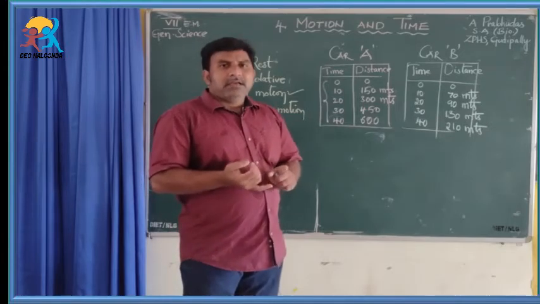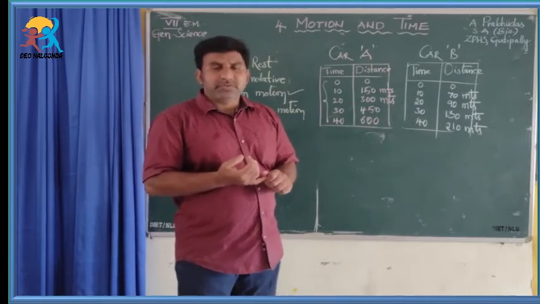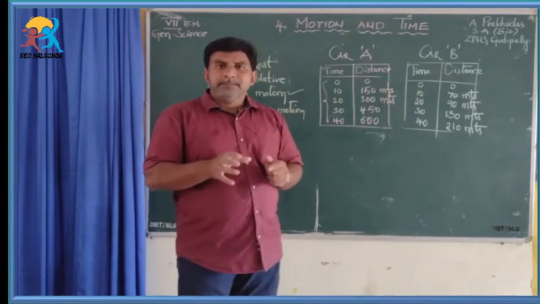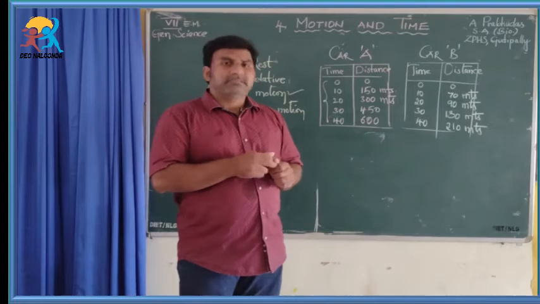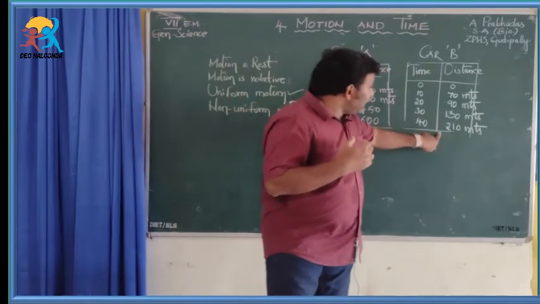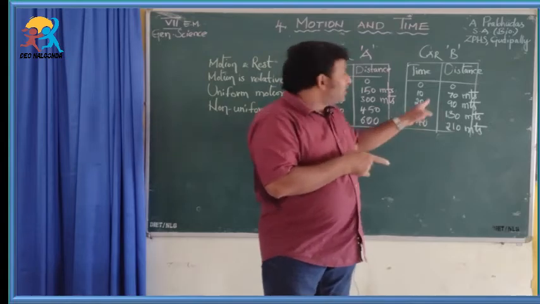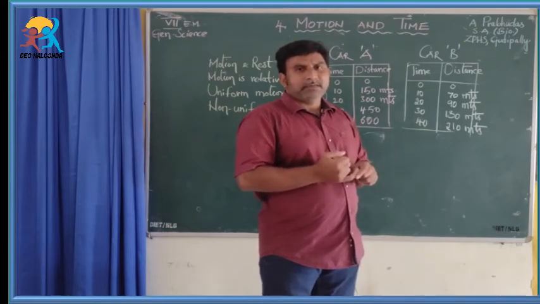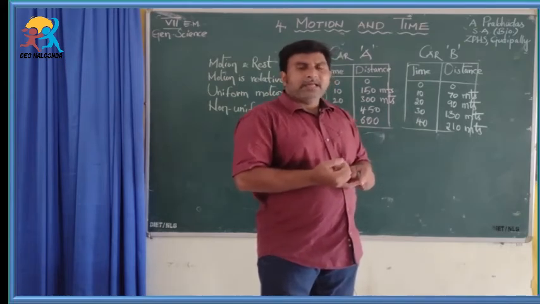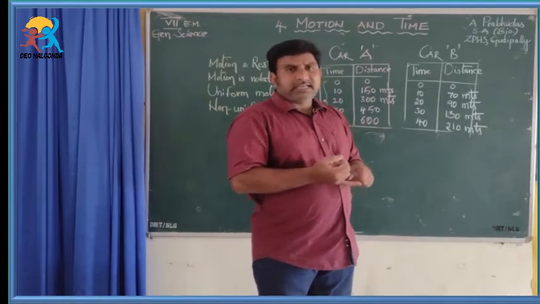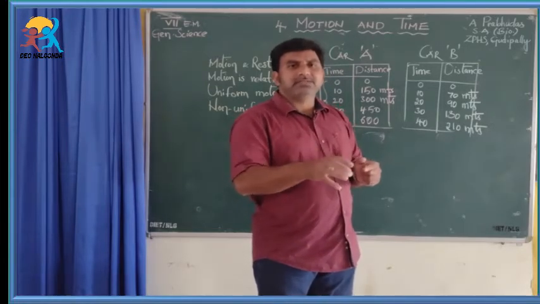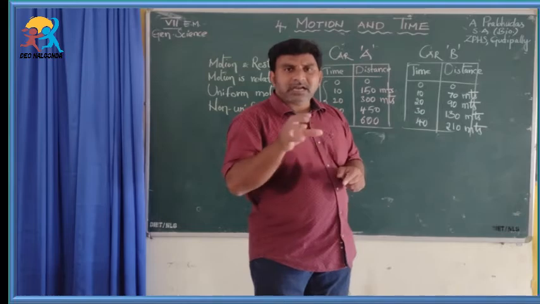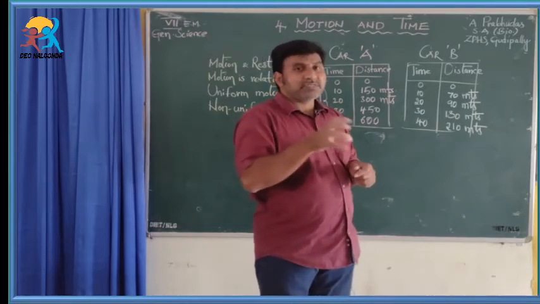Again I define, a body is said to be in uniform motion if it covers equal distances in equal intervals of time. And the second table illustrates the phenomenon of non-uniform motion. So I define an object or a body is said to be in non-uniform motion if it covers unequal distances. I am using the word unequal.